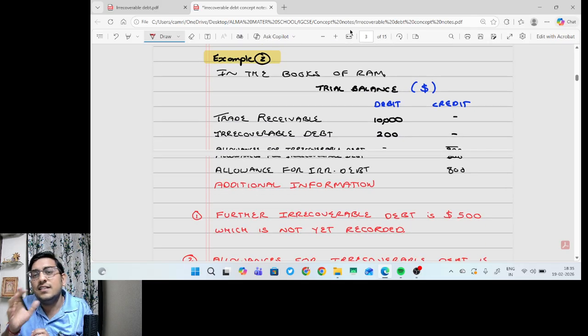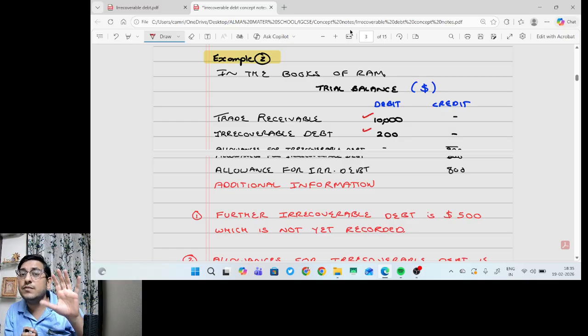Now, let us understand with the help of a trial balance. Say in example number 2, in the books of Ram, we have trade receivable of 10,000. We have also been given irrecoverable debt of 200. Irrecoverable debt given in the trial balance suggests that it has already been adjusted from trade receivable. That means this is irrecoverable debt coming after adjustment of accounts, and it has already been recognized as a loss.